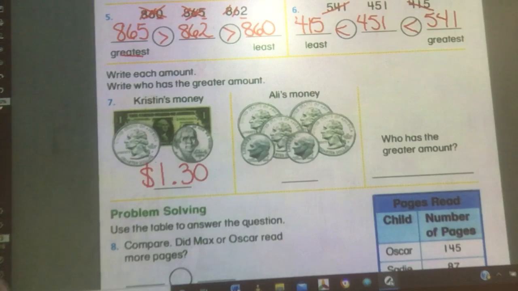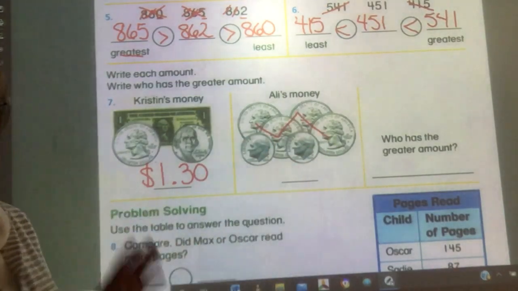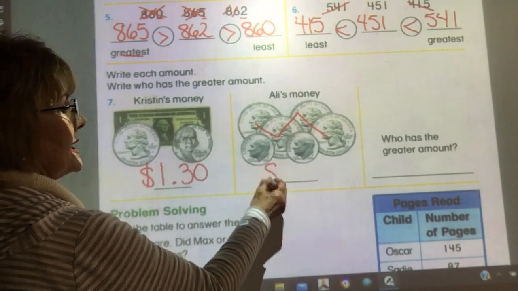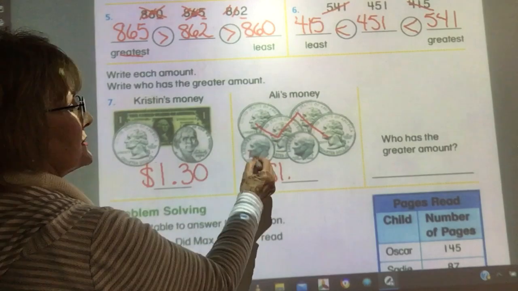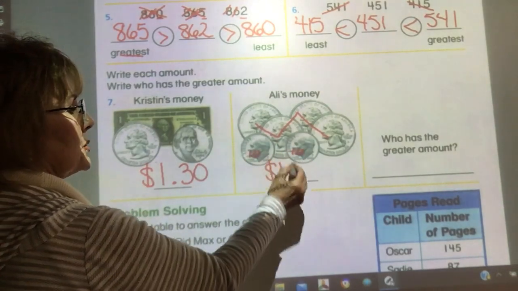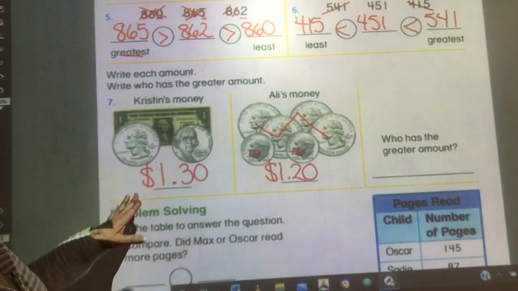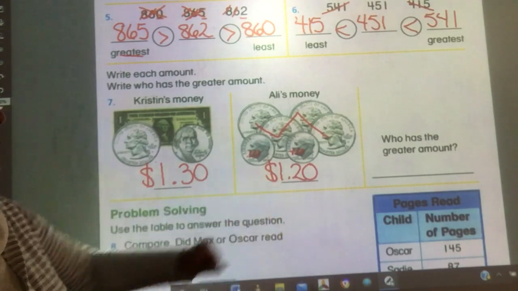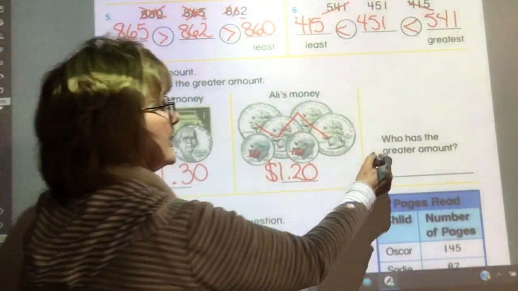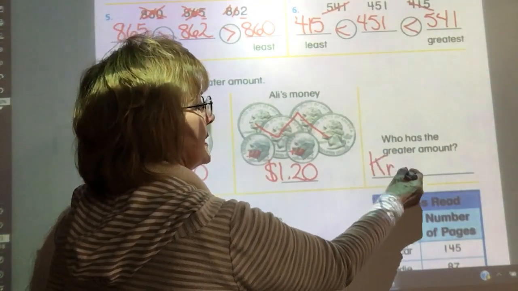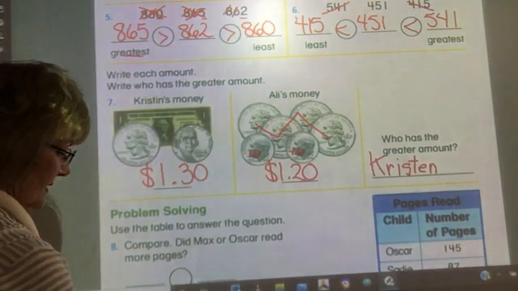No. All right, these 4 guys are quarters. We know 4 quarters makes $1. You are so right. And then we have 2 tens, 10, 20, $1.20. Who has more money, Kristen or Allie? Well, 30 cents is more than 20 cents, so we're going to write Kristen with a capital. And we don't have to put the apostrophe S.